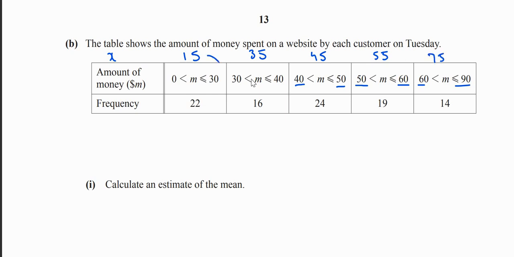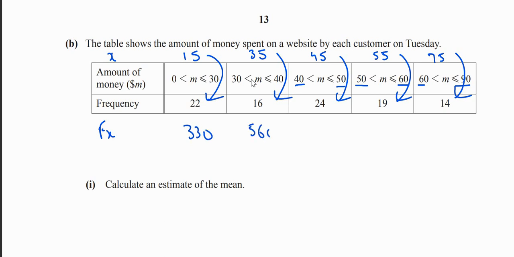Now you will multiply these numbers with frequency, so that will give you fx. So 15 multiplied by 22 is 330. 35 multiplied by 16 is 560. 45 multiplied by 24 is 1080. 55 multiplied by 19 is basically how much? It's 1045. And 75 multiplied by 14 is 1050.